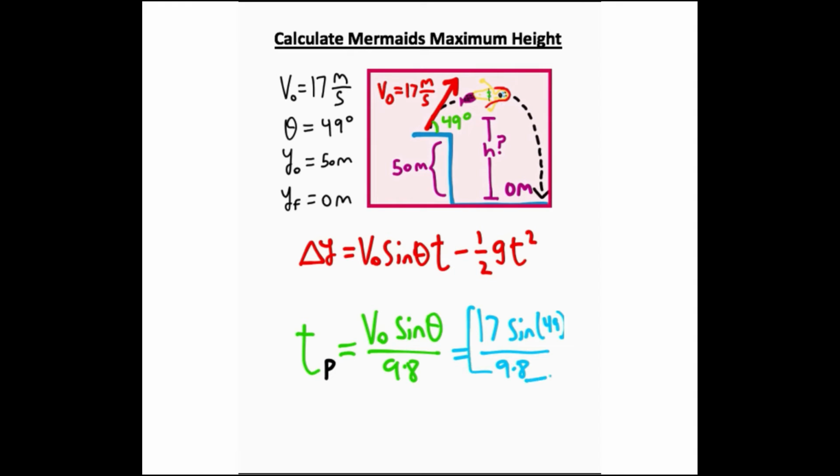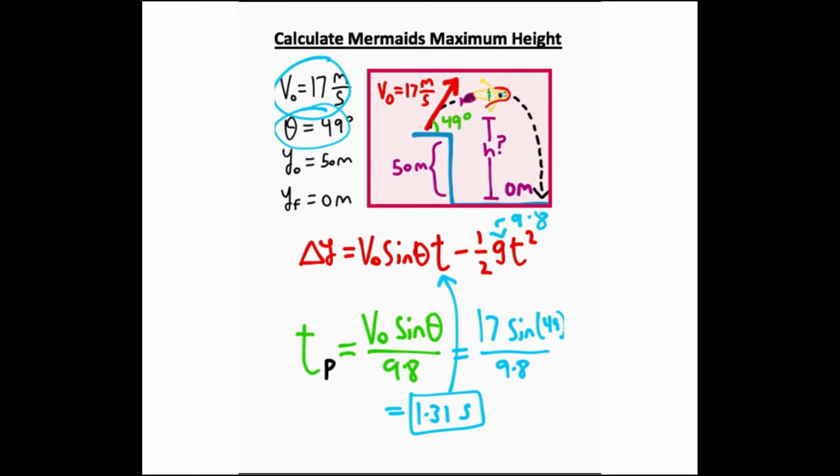And plugging this into your calculator, you should get that this whole thing equals 1.31 seconds, assuming you're in degree mode. So this is going to be your time. We also have an initial velocity. We have an angle. We know that gravity is 9.8 meters per second squared on Earth. We know this is going to be 9.8.